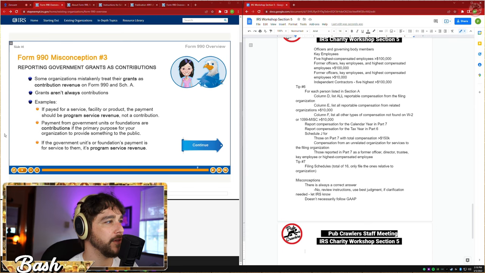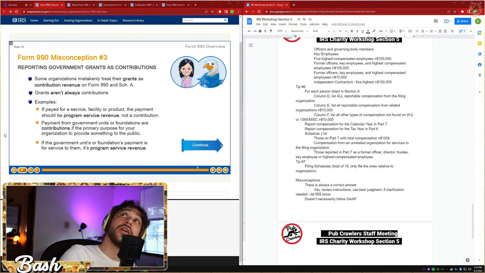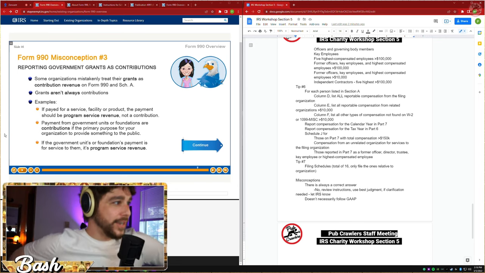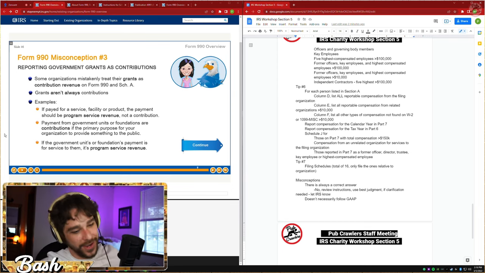Payment from government units or foundations are contributions if the primary purpose of your organization is to provide something for the public. Clarified. Thank you. But if we were using the grant internally to send... Yes. Now I see the difference.